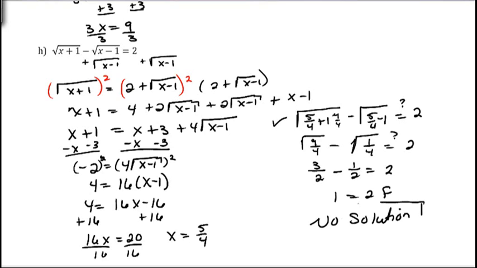So we end up with no solution. Again, you could have stopped right here as soon as you saw that you had a square root equal to something negative and said no solution at that point.